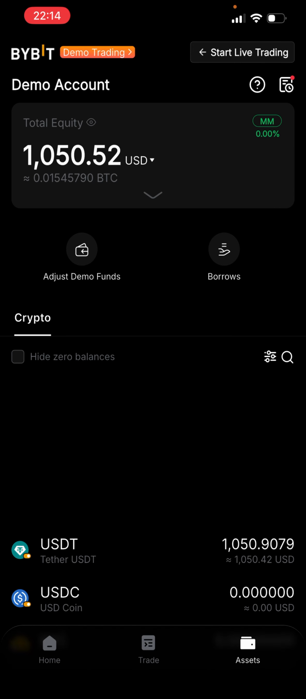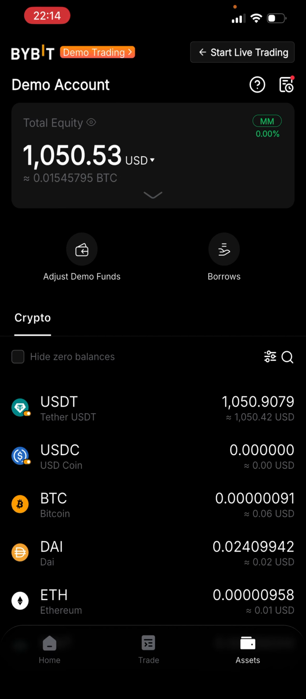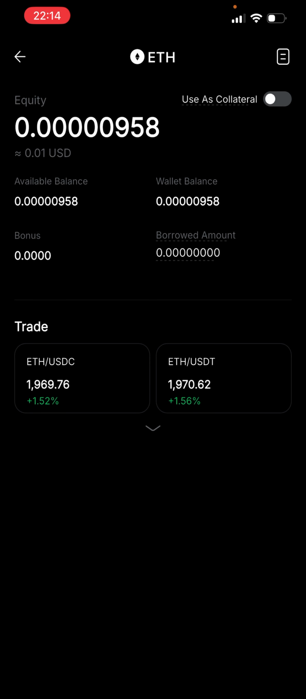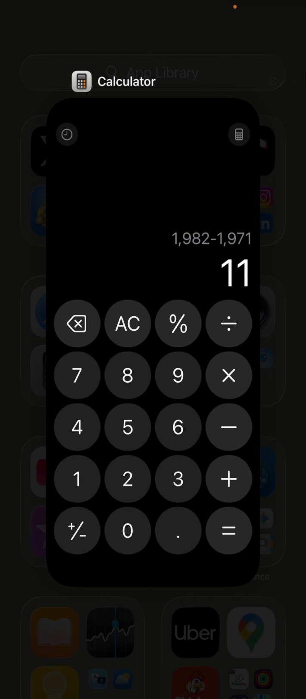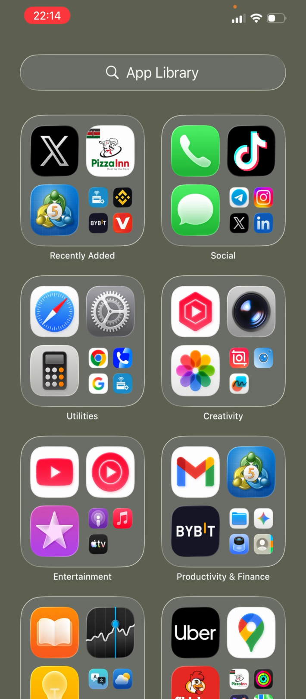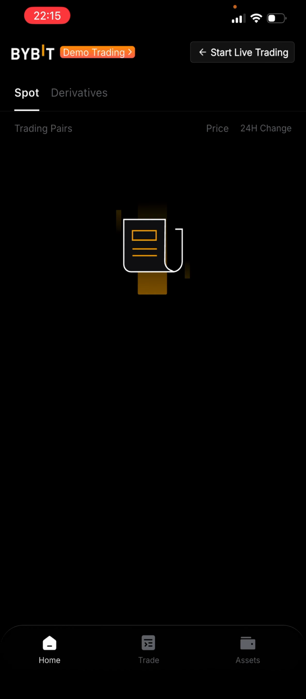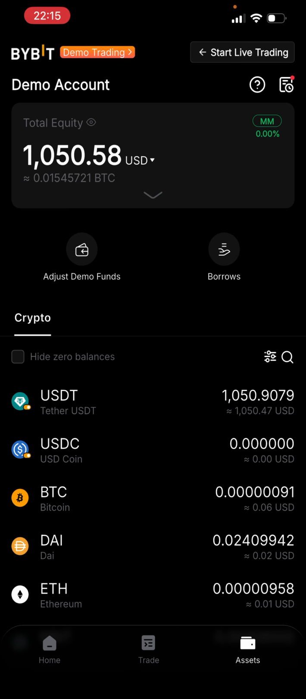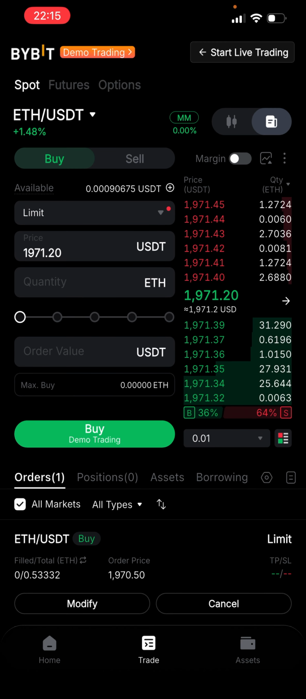Let's refresh here so that you can see what has happened. Let's first clear that and get back to Bybit so that you understand. We have already bought, we have converted the USDT to Ethereum. So let's first convert it. I can see it has not gone well.